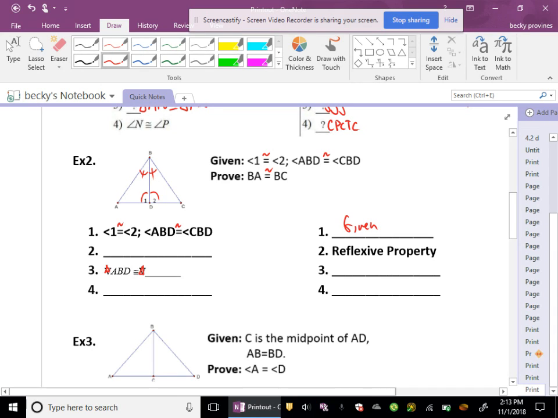How do we know it's reflexive? Well, they share this here in the middle. So that's BD is congruent to BD. Do you have 3 things congruent? 1, 2, 3. Yes, you do.